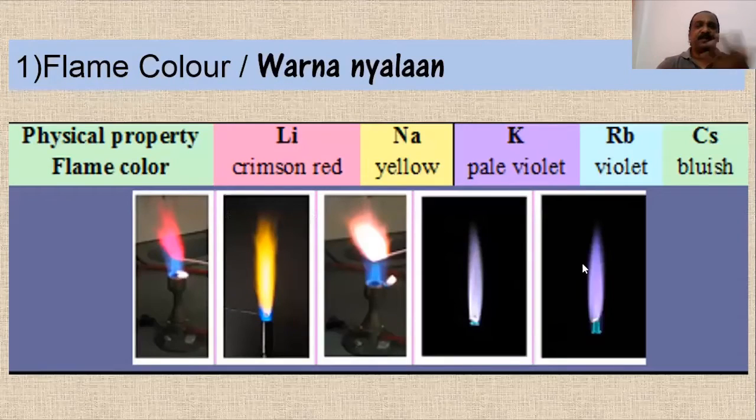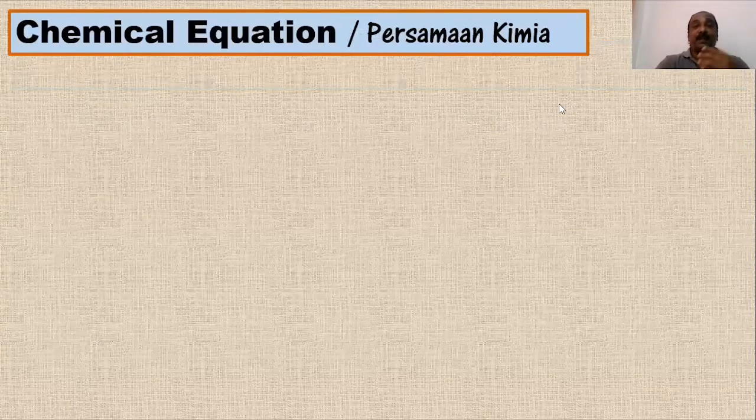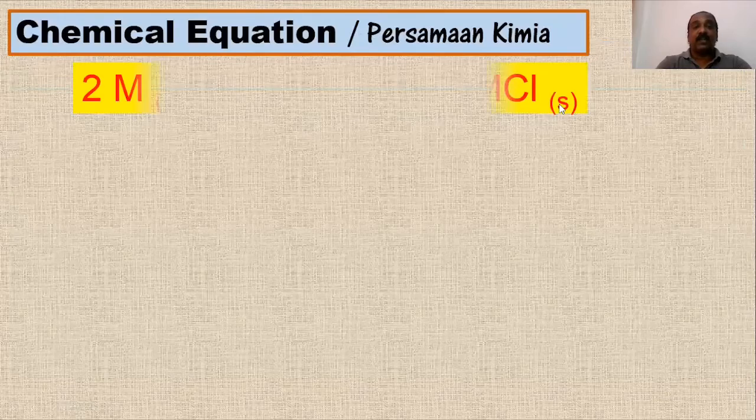So rubidium, cesium jarang ditanya lah. Tapi lithium, sodium, potassium important. Okay, the first 3 colors is enough. Ini warna nyalaan. So you just burn the metal, see what happened. What's the color initially. Now chemical equation bila bertindak balas dengan chlorine.